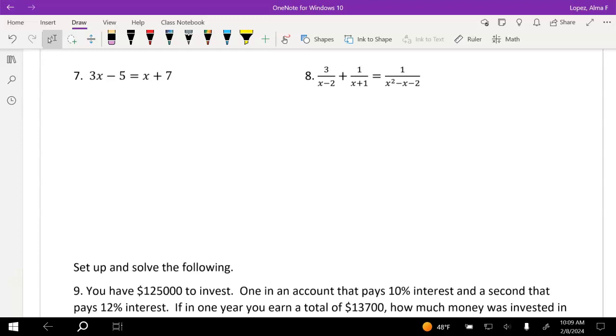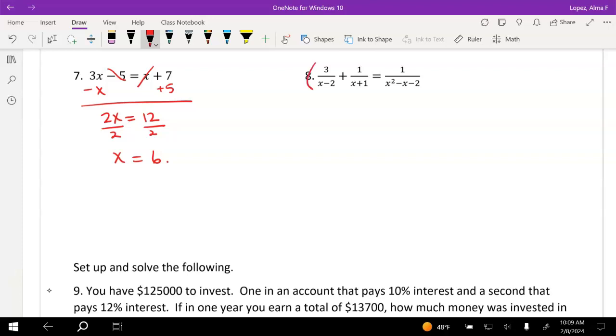So we're going to start by moving our x's back over to the left, our constants over to the right. I'm going to combine the x's. 3x's minus 1x is 2x. 7 plus 5 is 12. After dividing both sides by 2, we're going to end up with an x of 6.